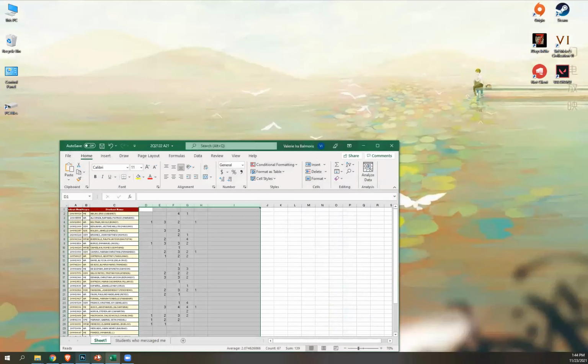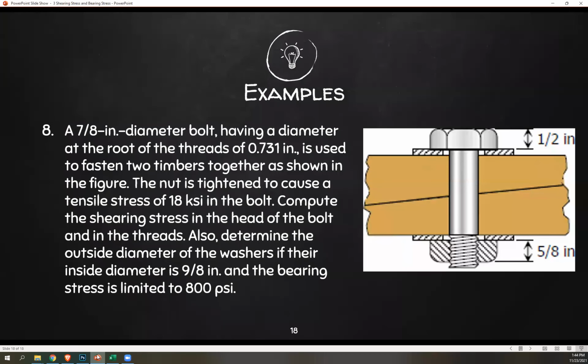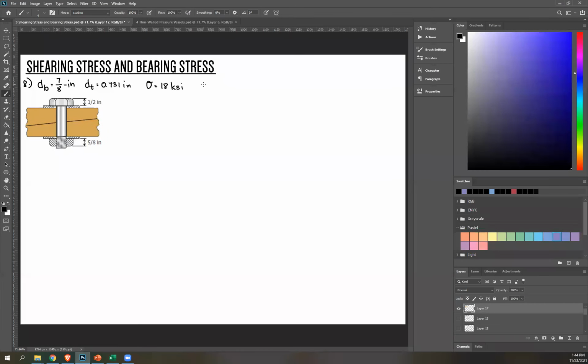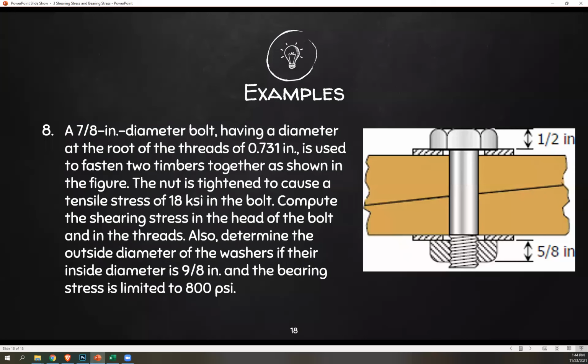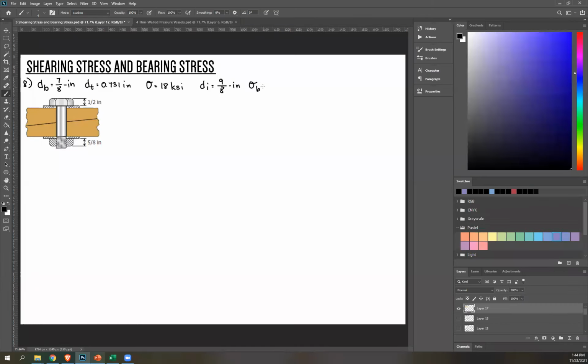And then finally, diameter of washer, I'll call that D W. Inner diameter D I is 9/8 of an inch. And then we're also given bearing stress 8,000, so I'll call that sigma B. That's a symbol for bearing stress. Okay, that's the given. Let's start again with part A, figuring out shearing stress on the head and thread.